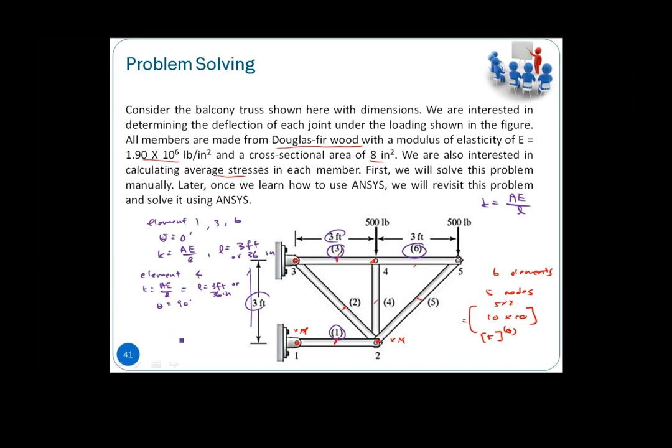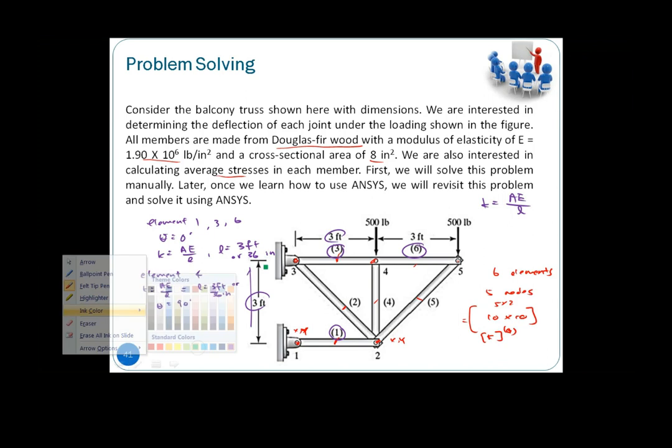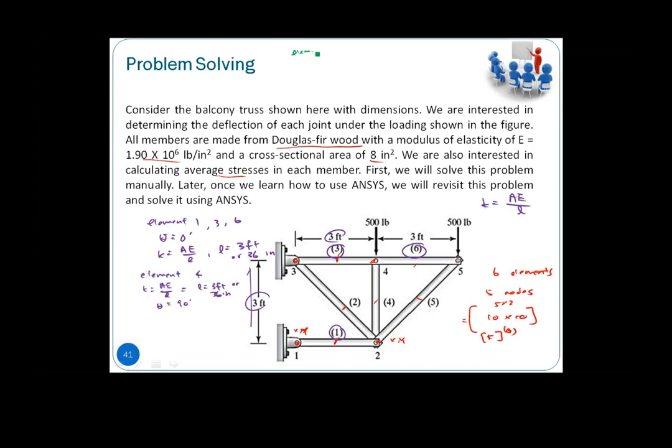Then we have element number 2 and element number 5. Looking at element number 5 first, we have a theta and a different length. This length is the square root of 3 squared plus 3 squared, and theta here is 45 degrees. So that is another group.